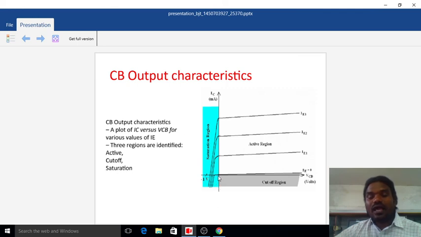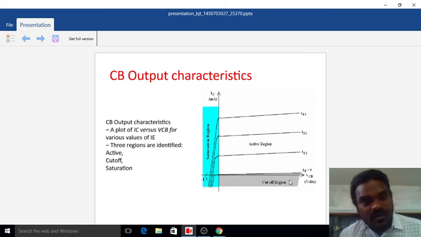So as IE is 0, the output current is also 0, because IC is approximately equal to IE. If IE is 2 milliamps, IC is also 2 milliamps. If IE is 4 milliamps, IC is also 4 milliamps. IE is 6 milliamps, IC is also 6 milliamps, because IC is approximately equal to IE, such that you can go with the output characteristics. You have to go with the proper definition of the output characteristics.